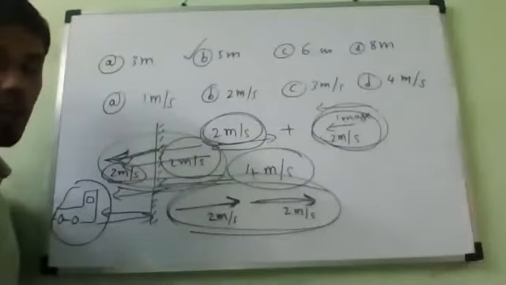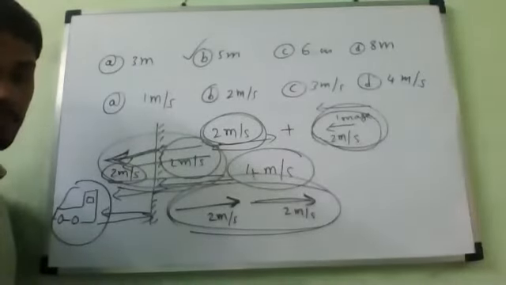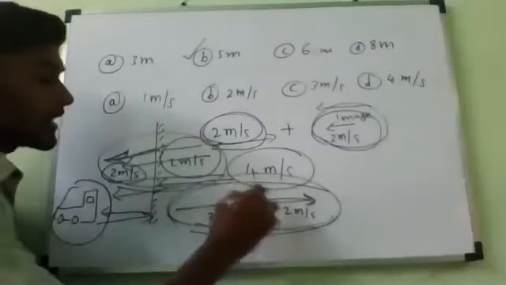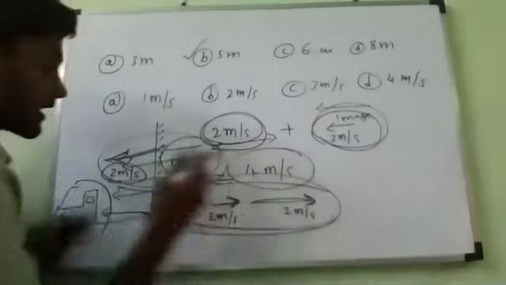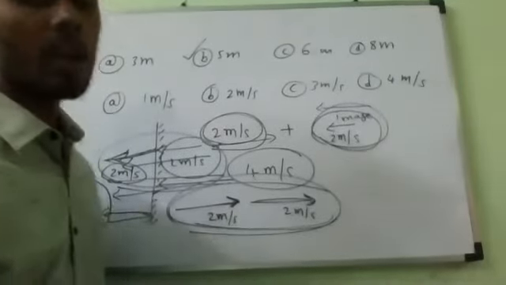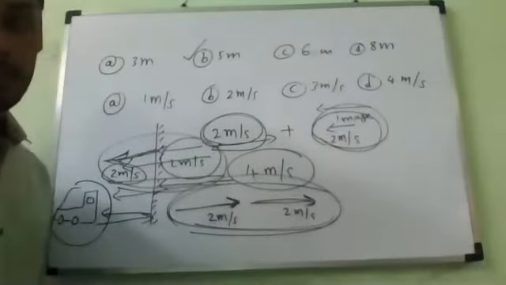Now, it appears to be coming again at how much speed? The truck is following us. Again how much? 2 meters per second plus 2 meters, total 4 meters per second only. Because here we are moving away from the truck, and here we are moving towards the truck. In both cases, the truck will appear to be coming at 4 meters per second. Understand?